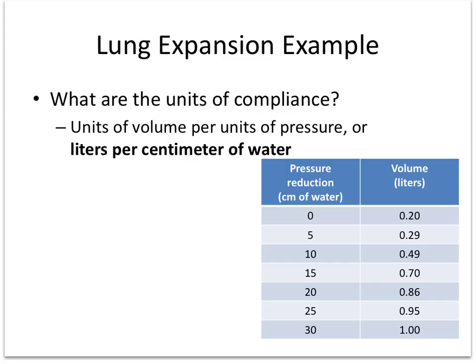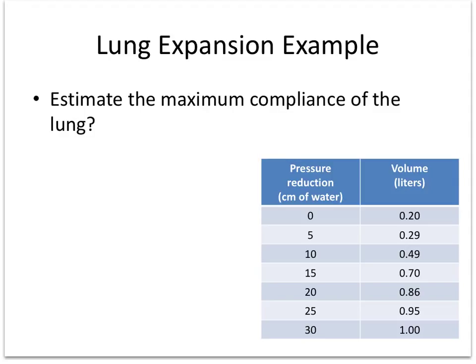Another good thing you could do if you're not sure is think of how you would graph this. Once you figure out your X and your Y, you can figure out what depends on what. Don't the liters depend on this pressure? That kind of helps you. That's again why I like the whole idea of the independent variable. Estimate the maximum compliance of the lung.